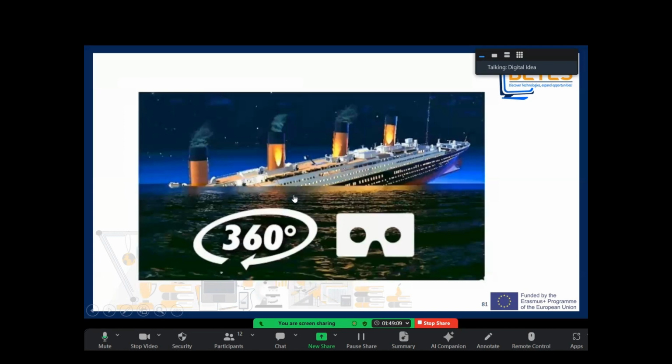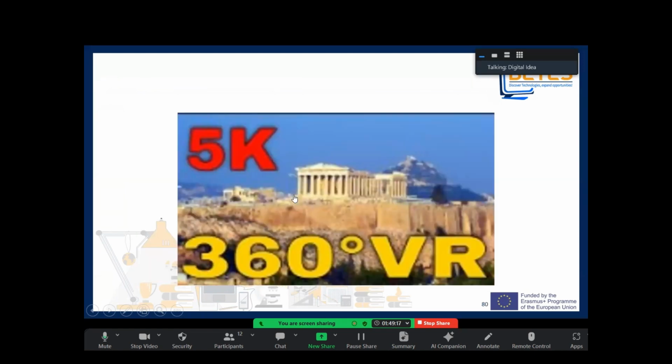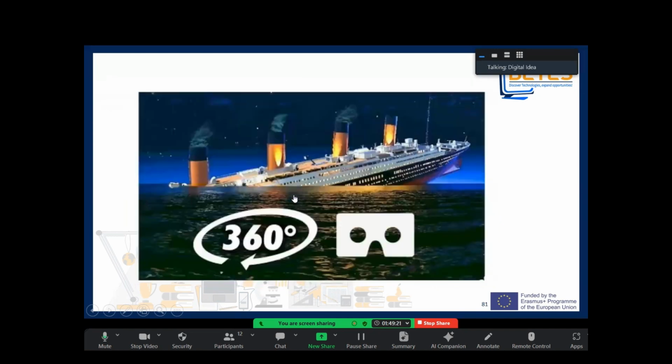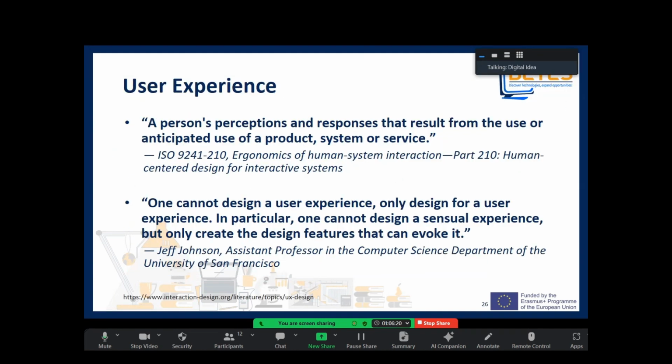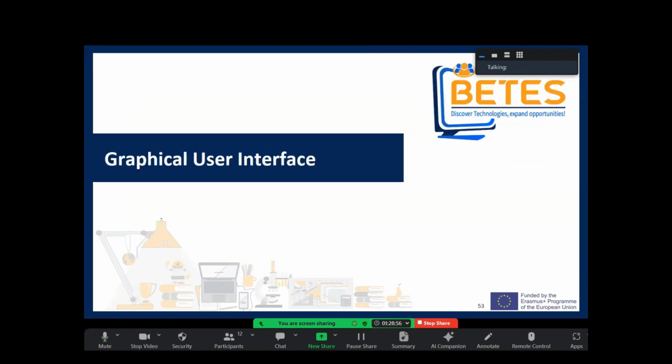This is the simulation of the sinking of the Titanic. This is all created in a computer. This is recorded through special cameras. I'm sorry, this can't be seen now. I will give you the link afterwards so that we can have time on the field.